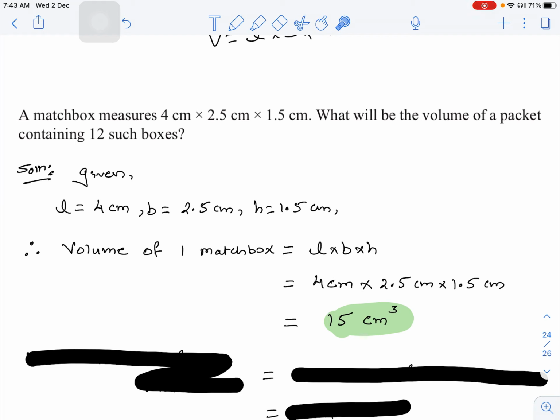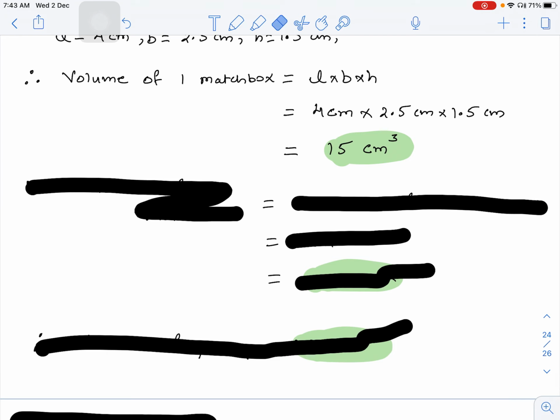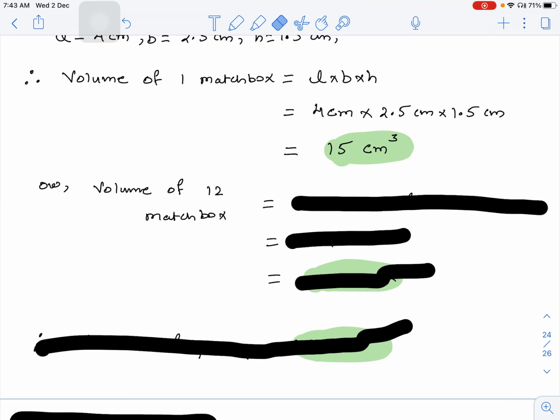Now we have to find the volume of 12 such boxes. So what will we do? Therefore, the volume of 12 such matchboxes is equal to 12 multiplied by volume of one matchbox. This 12 represents the number of matchboxes, and this will give us the volume of one matchbox. We know the number of matchboxes, that is 12.